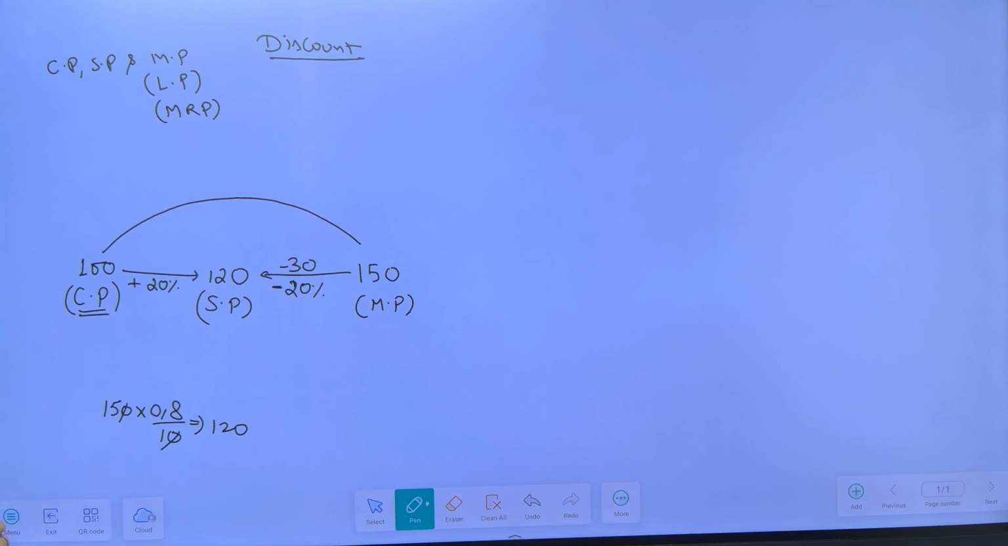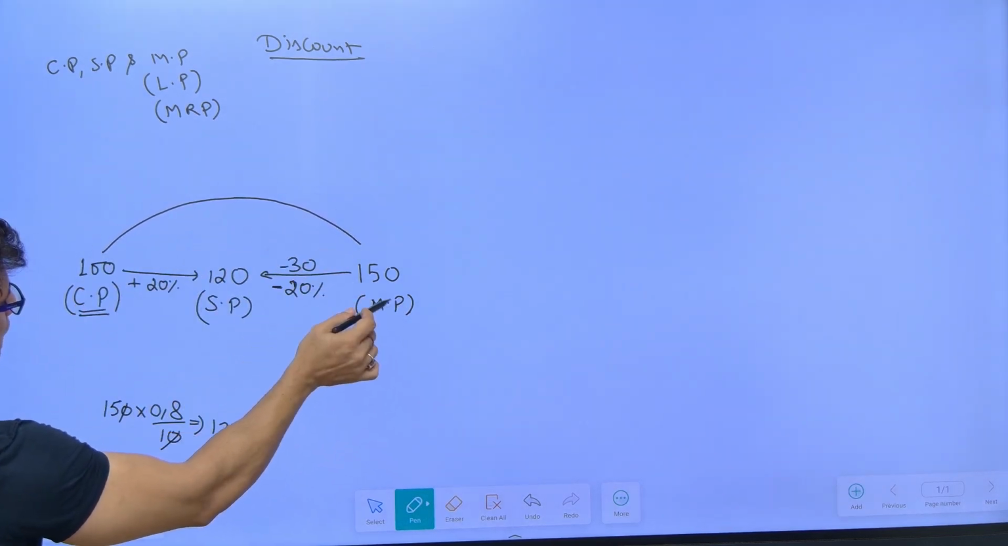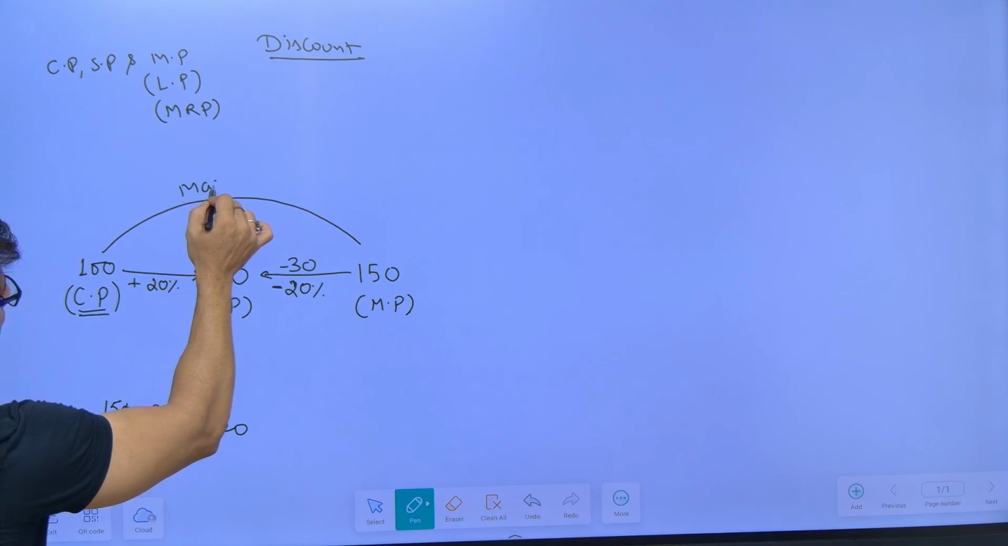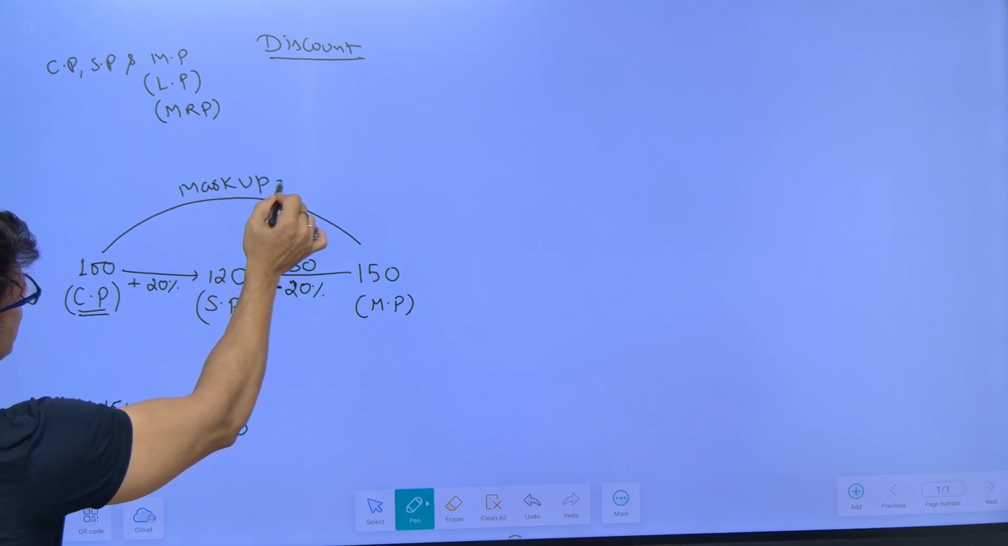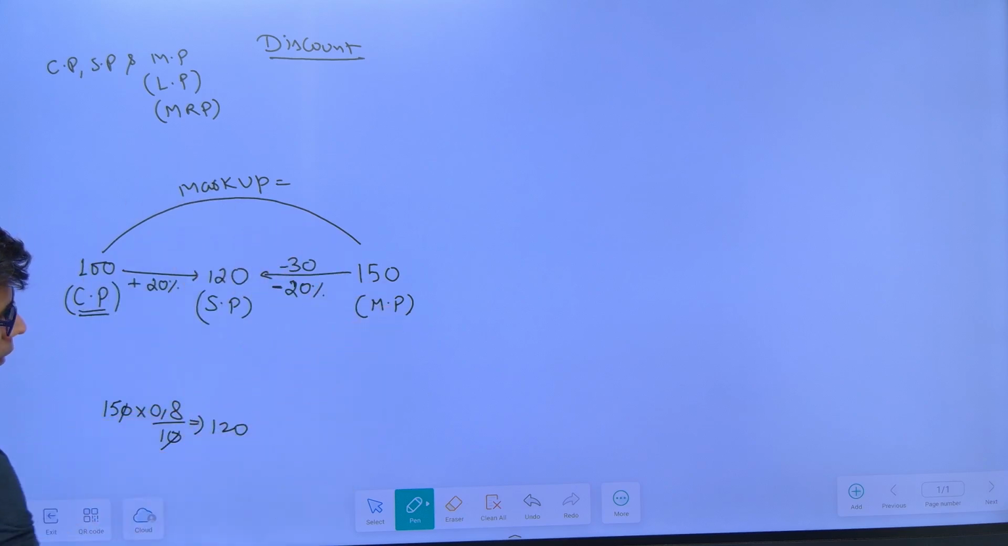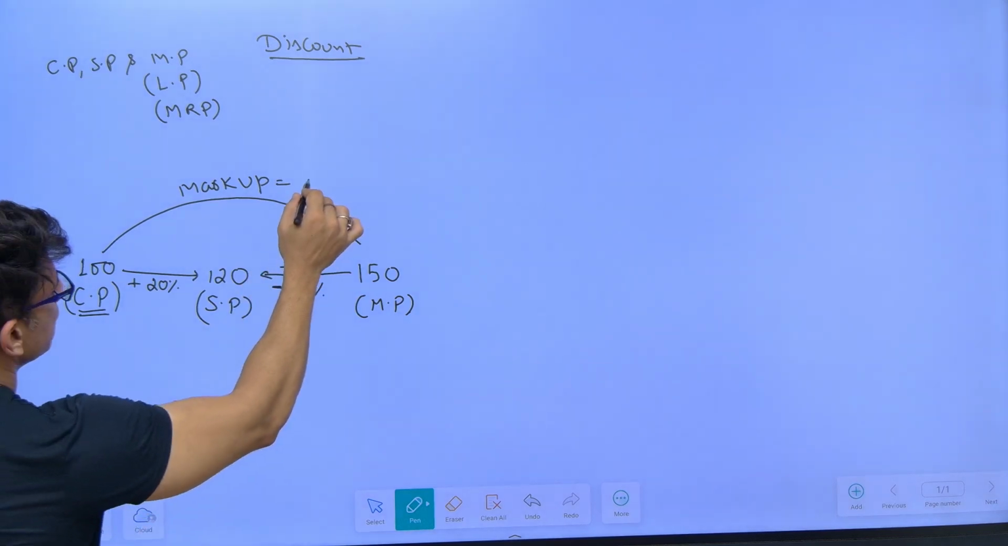So this direct relation between mark price and cost price is called markup. In this case, markup is how much percentage? 50%.